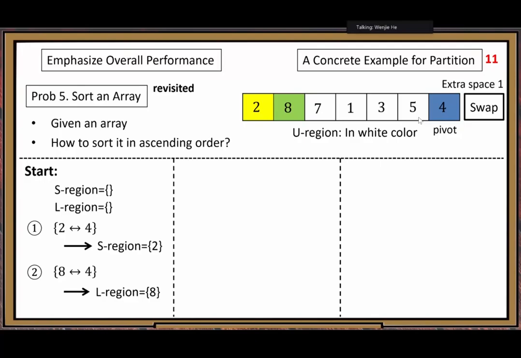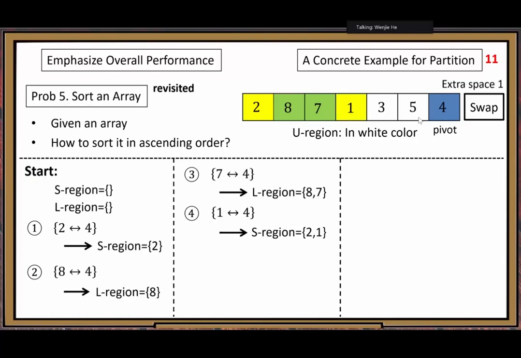Next one, 7, greater than 4, so we should drop it in the L region. Color it green, and grow the L region. Very simple, right? So easy. But the next one, element number 4, 1 is less than 4. We should place it in the S region. That means we should color it yellow.